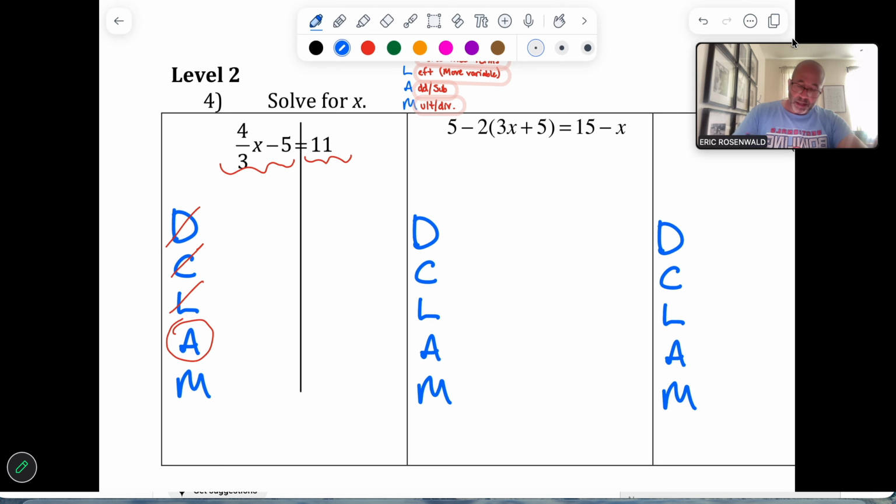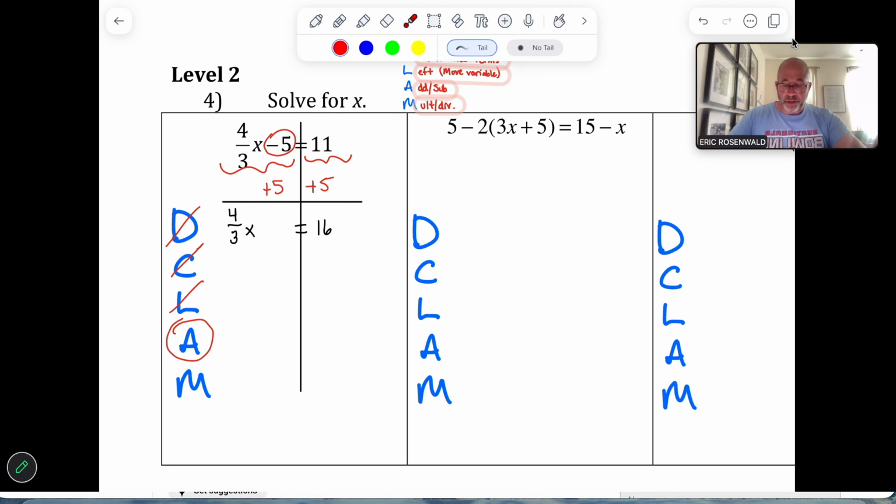I'm going to add 5 to this left side because that's the inverse of subtracting 5. And whatever I do to the left, I have to do to the right side. So let's write this out. We're going to have 4/3 x, and that's going to equal 11 plus 5, which is 16.